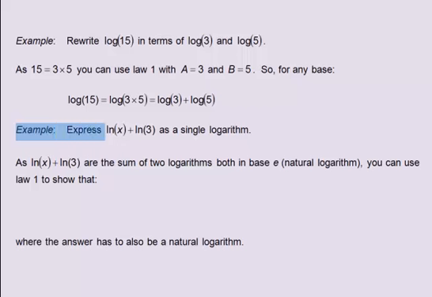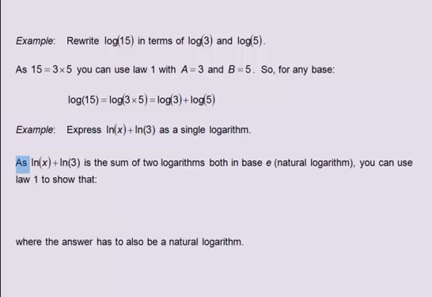Example: express the natural logarithm of x plus the natural logarithm of 3 as a single logarithm. As the natural logarithm of x plus the natural logarithm of 3 is the sum of two logarithms, both in base e, natural logarithm, you can use law 1 to show that the natural logarithm of x plus the natural logarithm of 3 equals the natural logarithm of 3 multiplied by x, which equals the natural logarithm of 3x, where the answer has to also be a natural logarithm.